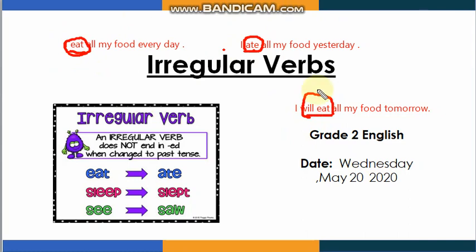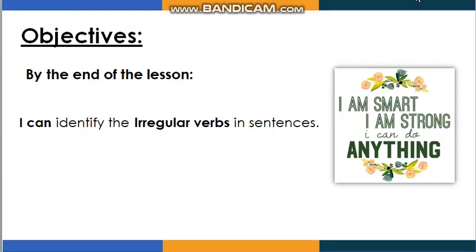And today we're going to study about the irregular verbs in the past or in the simple past tense. And we usually use the simple past tense to talk about the things that happened in the past. When I say in the past, it means I'm going to talk about the things that happened yesterday or last week, last month, last year, and so on. Okay, and here we go, everyone. Let's read the objectives together. So by the end of the lesson, you will be able to identify the irregular verbs in sentences.